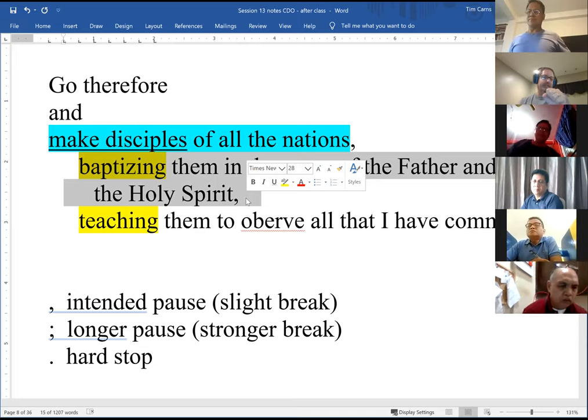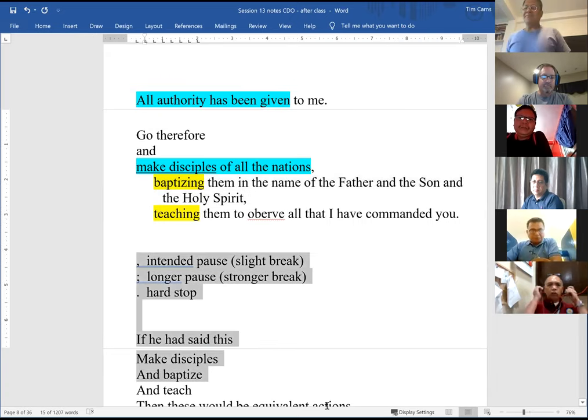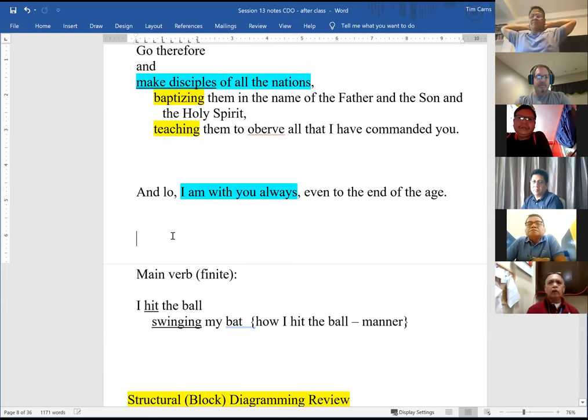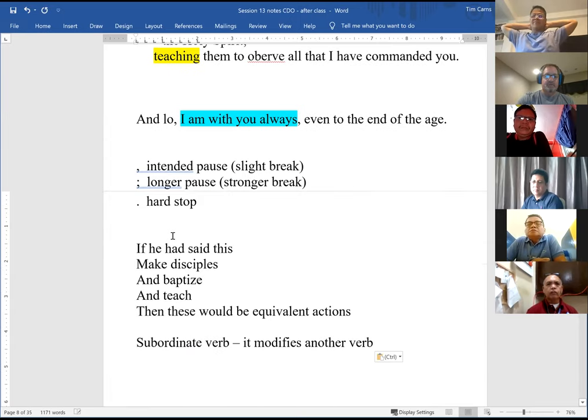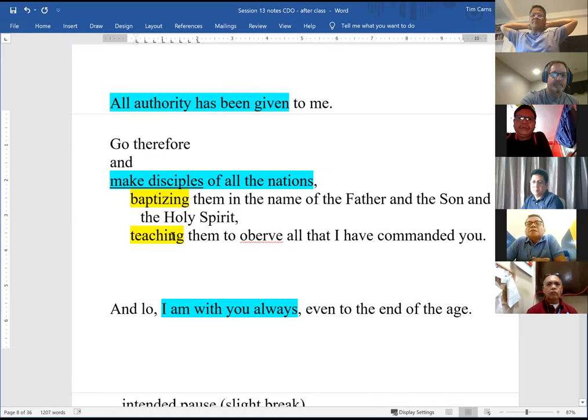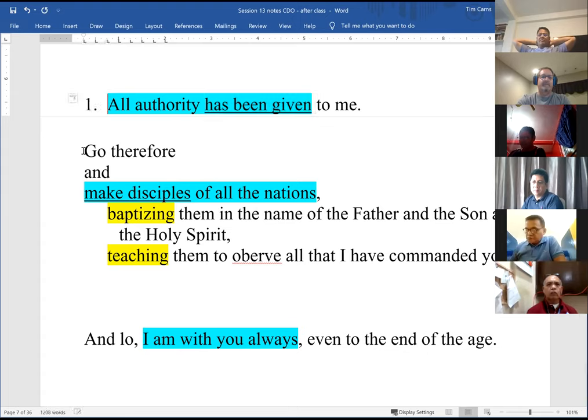That's Jesus' main point. The supporting two points to that are baptizing and teaching. And then, like I said, if you look at this passage overall, let me move these to here. If you look at the Great Commission, again, I want you to notice all authority has been given. That's a main verb. This is a main statement. This is the first main statement.